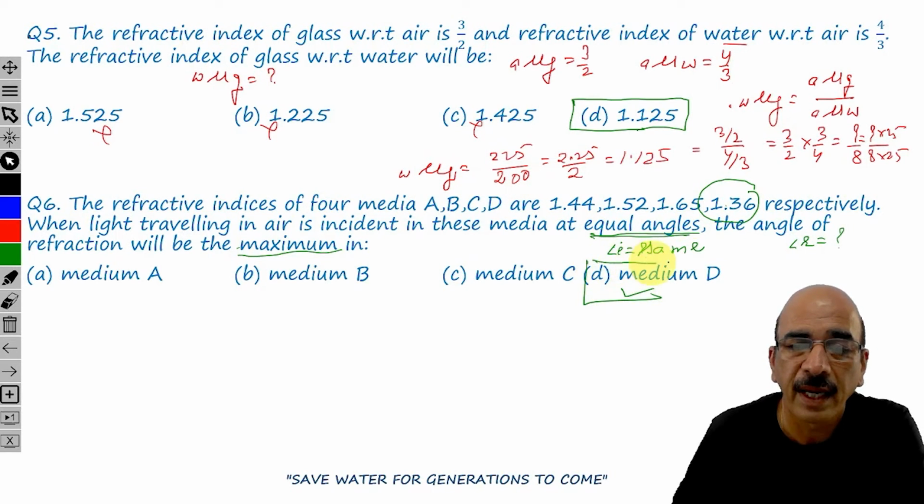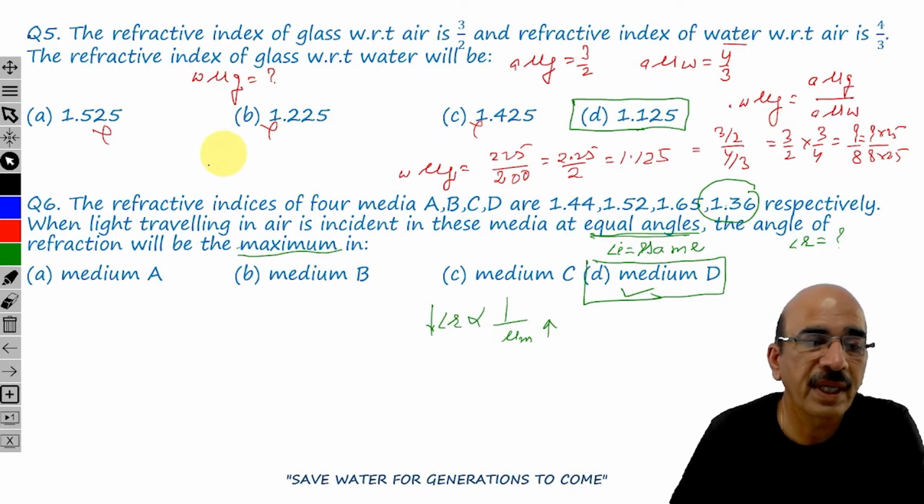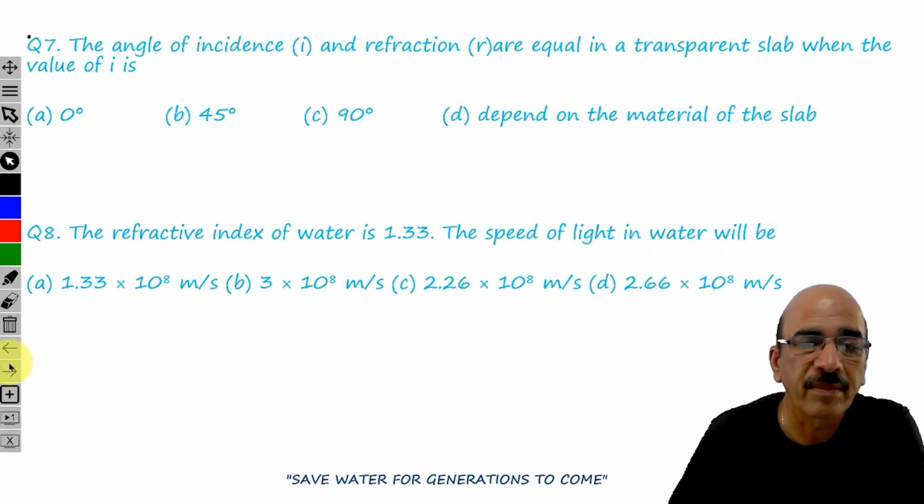Okay, any problem here? Yes. तो angle of refraction जो है यहाँ पर, angle of refraction is inversely proportional to refractive index of the medium. तो refractive index ज्यादा होगा तो angle of refraction कम होगा. Refractive index is smallest, then angle of refraction is the highest in that medium. Okay. Now next question here.